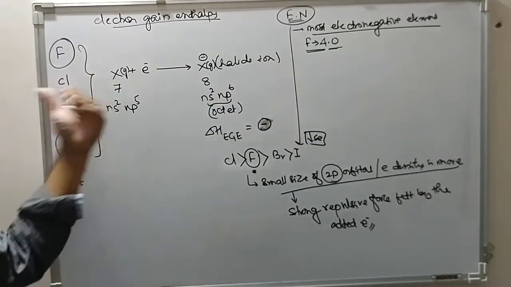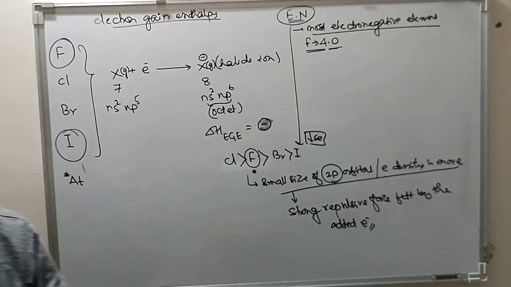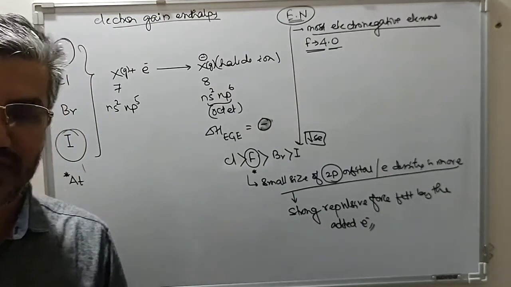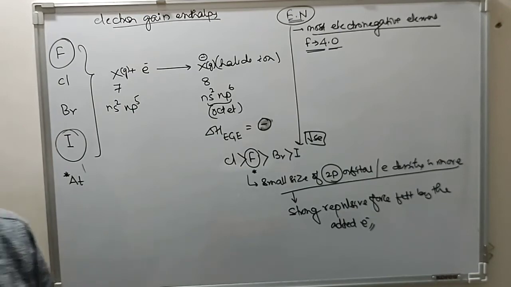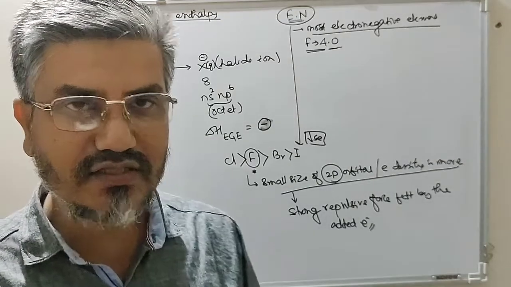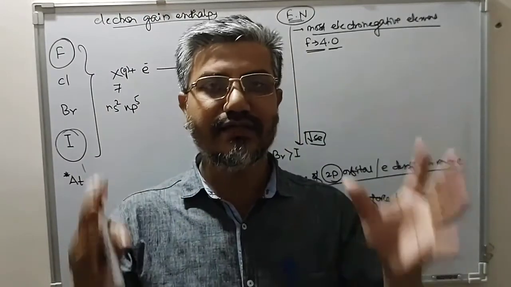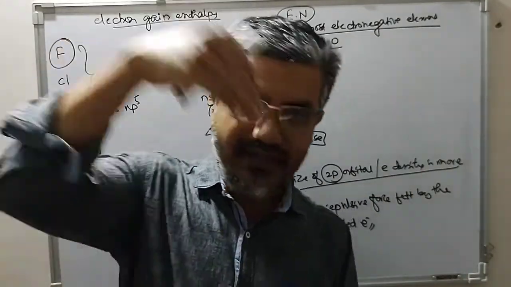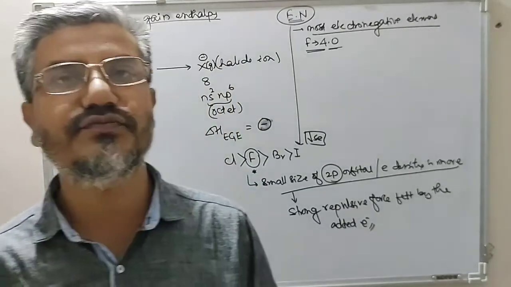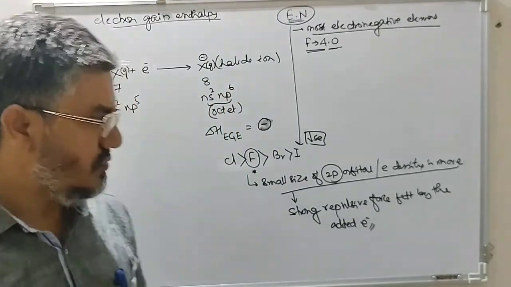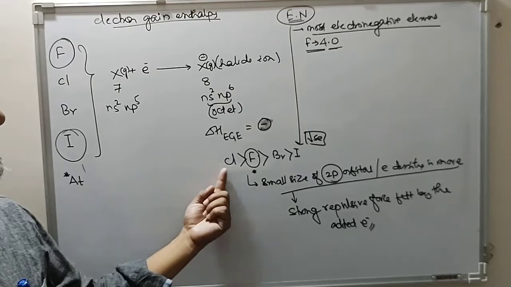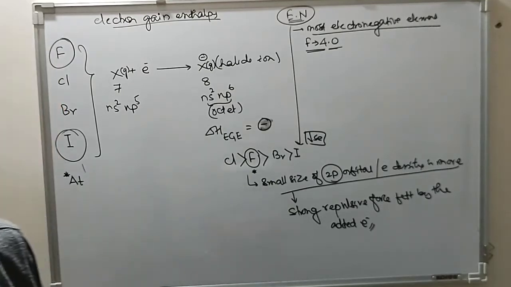But moving from fluorine to chlorine, the size of the orbital increases, the size of 3p is more than the size of 2p. Because of the larger size of the 3p orbital, electron density is less. As the electron density is less, the added electron feels less repulsive force. So the electron gain enthalpy value of chlorine is always greater than fluorine.